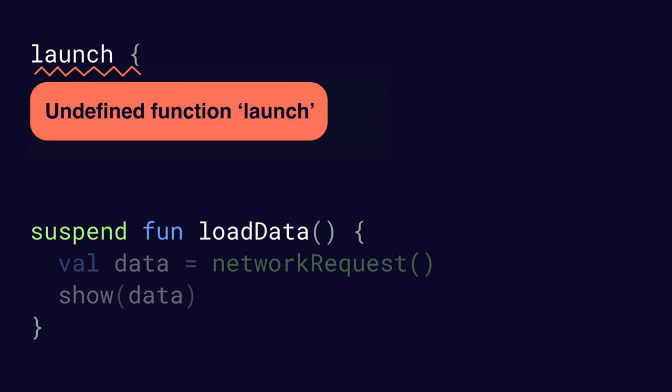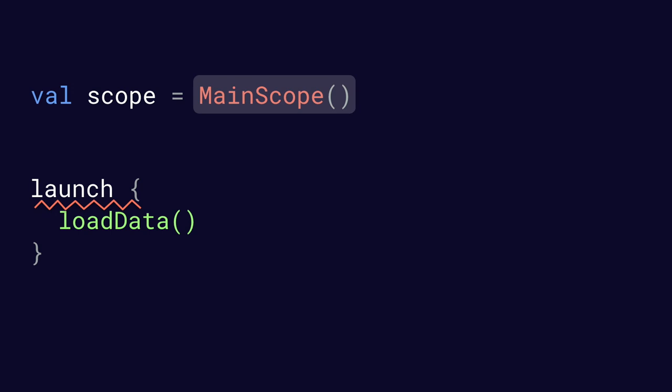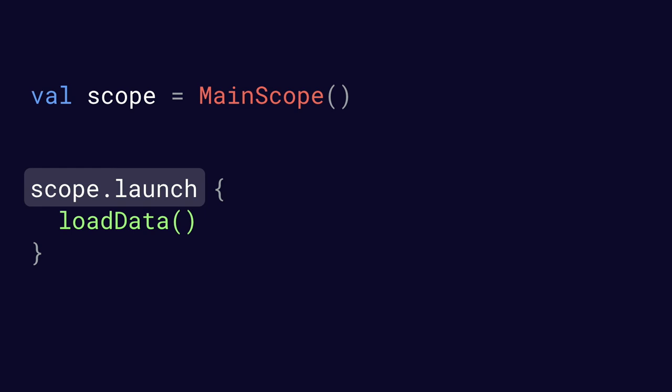So I'm going to define a new scope, and I'm going to make a coroutine scope, and I'm going to pass it Dispatchers.Main because that's kind of my default unless I'm doing something more interesting. And then I go ahead and shorten that, because we thought that was really long to type, so we made a thing called MainScope that does the exact same thing. Then I'm going to go ahead and call scope.launch. And this is the only way that you can call launch in Kotlin coroutines. And by doing this, now you can think about it as the coroutine launches in a scope.